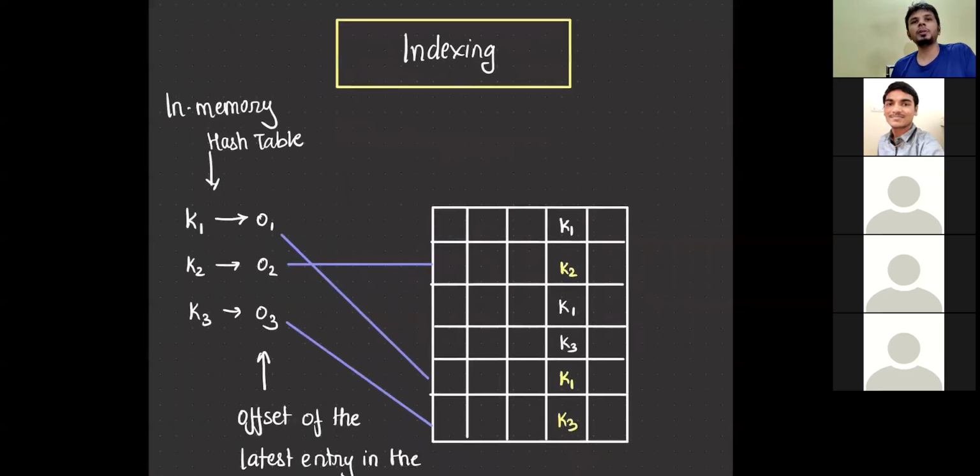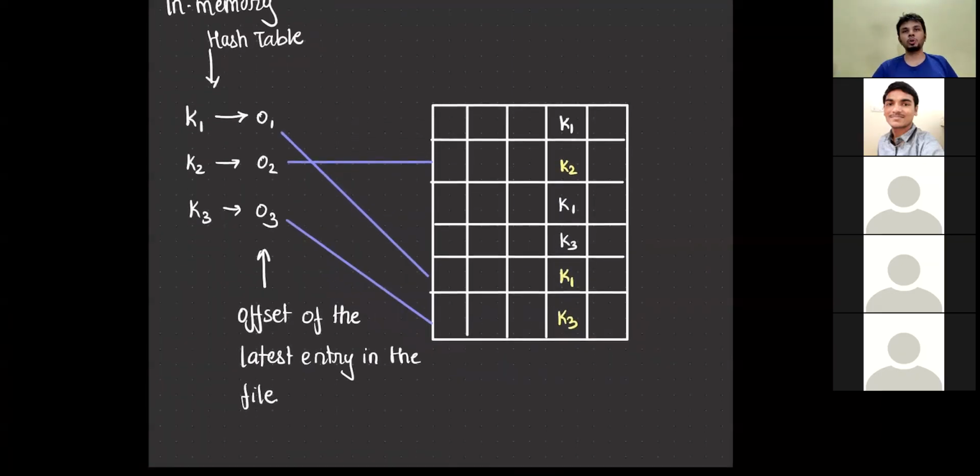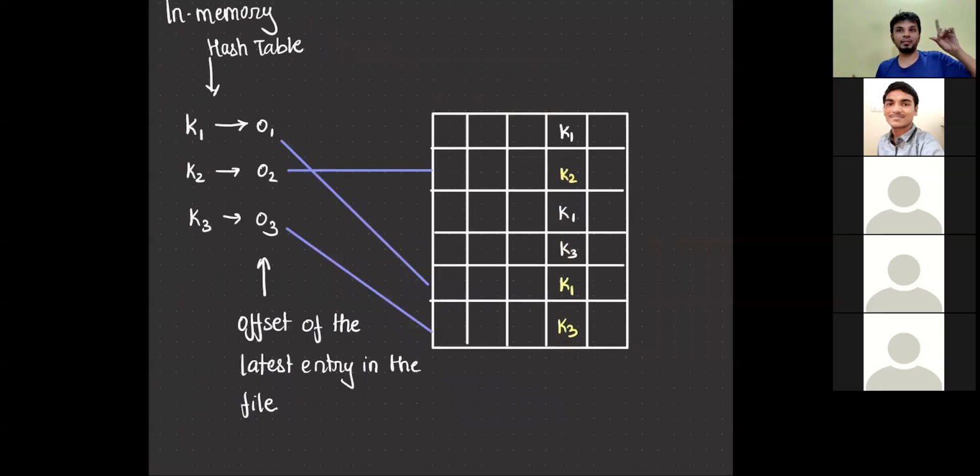So what we do is, let's say we maintain an in-memory hash table, not on disk, where you store key and offset, something that we did with the word dictionary. Let's say this is our append-only file, the way we are storing it, like a CRC, timestamp, key size, value size, key and value. And in this, we are storing key K1 at offset O1.